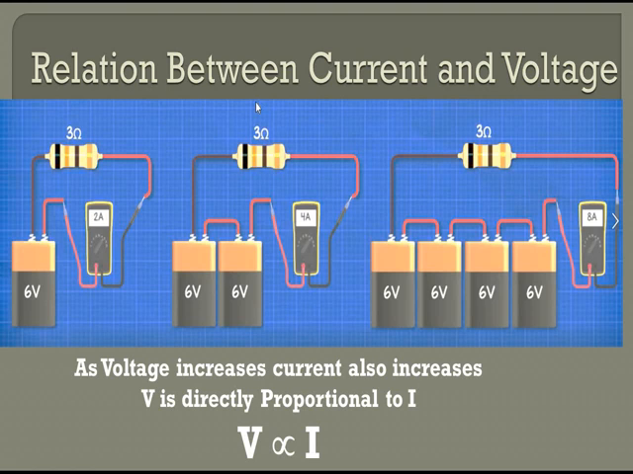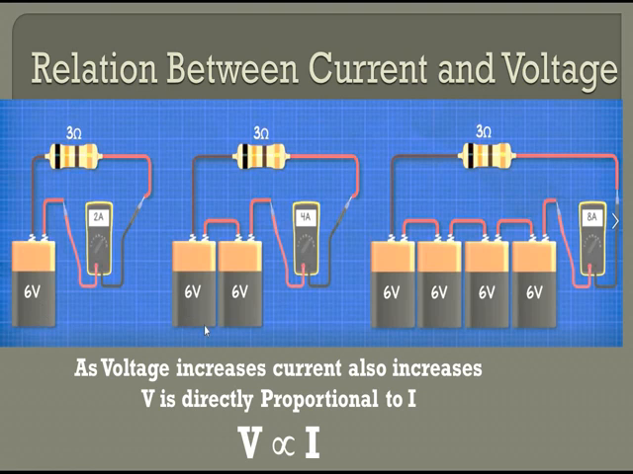Firstly, we are going to find out the current to voltage relation by using a practical experiment. We take a 6-volt battery, connect a 3 ohm resistance, and measure the current flow through the resistance, which is 2 ampere. If we increase the battery voltage keeping the resistance constant, then current flow through the resistance is 4 ampere. If we increase the voltage again, then current flow through the circuit is 8 ampere.